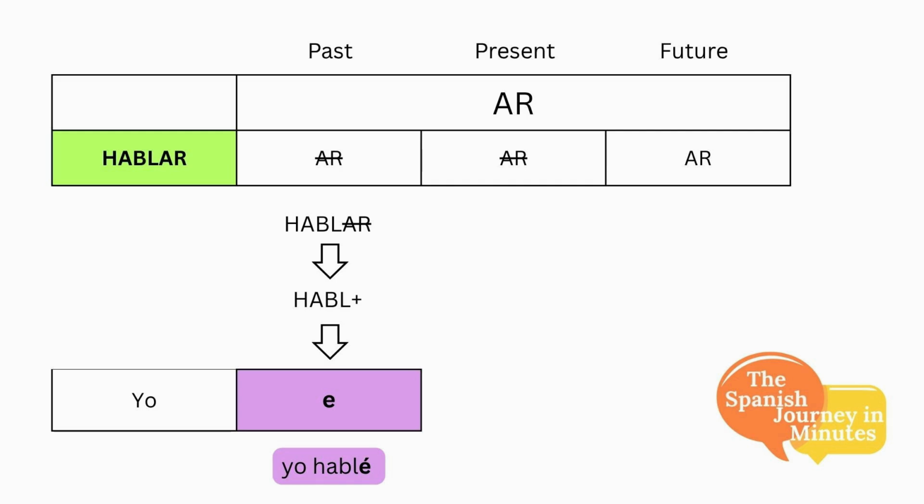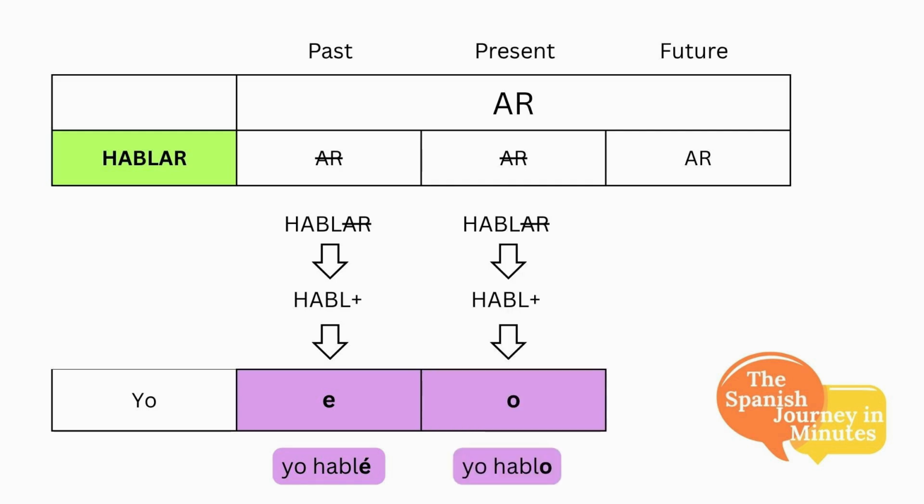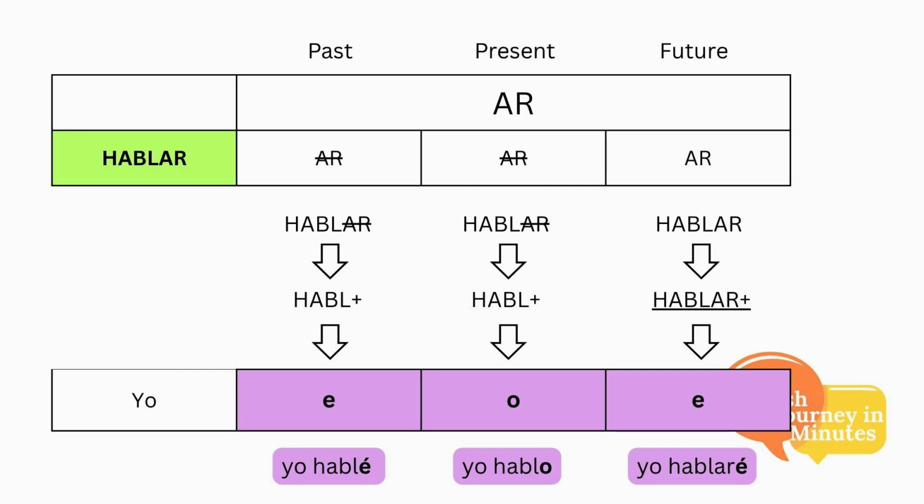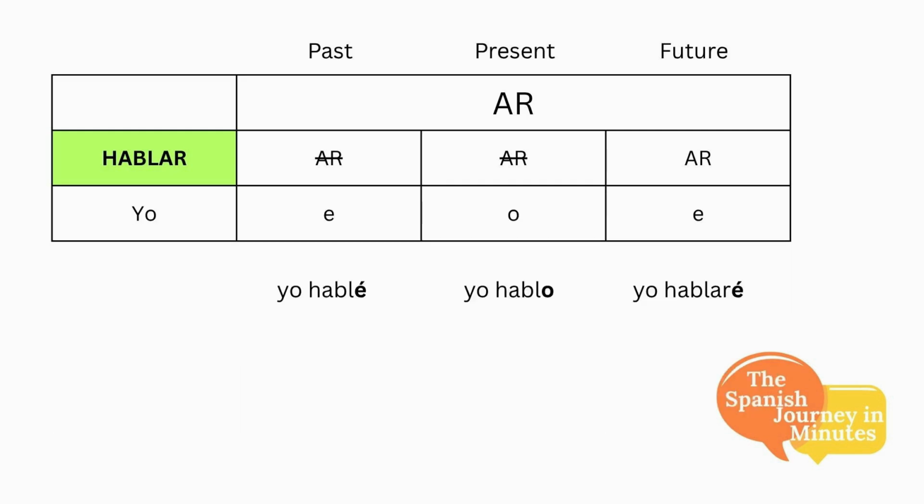Yo hablé. Hablar, present tense. You drop the AR and you add the letter O. So you say yo hablo. And then future tense, you keep the whole word and you add something. What do you add? The letter E again. Yo hablaré. So we have yo hablé, yo hablo, and yo hablaré.